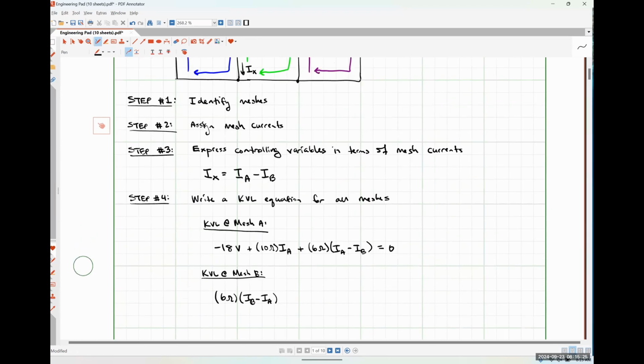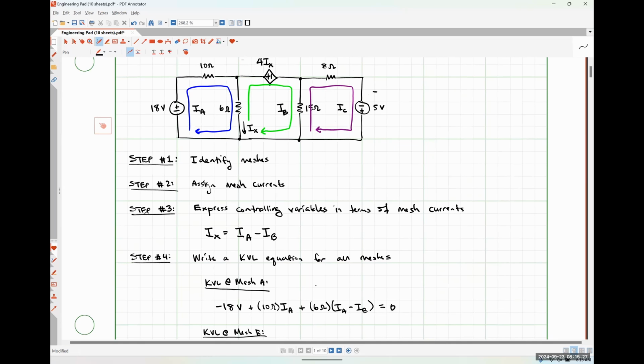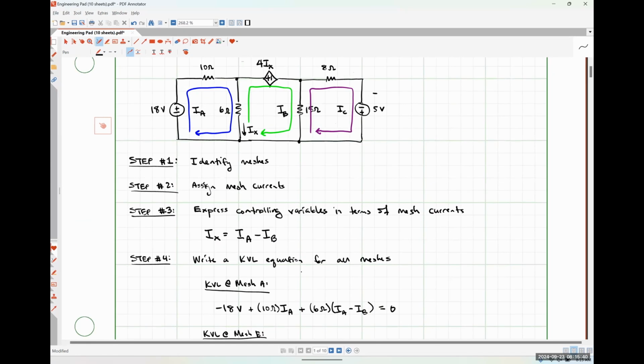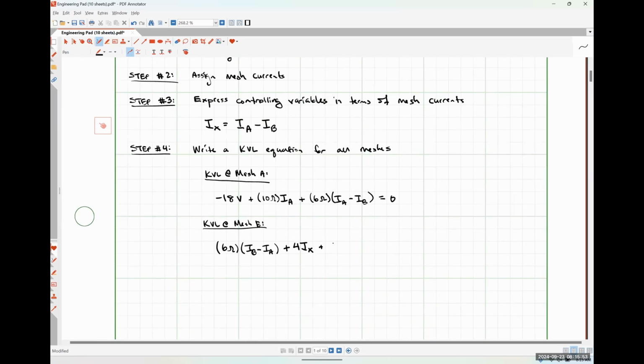Okay. What's the next thing that we see? Positive or negative? Positive 4Ix. What's the next thing that we see? And what's the current? IB minus IC. So 15 ohms, IB minus IC is equal to 0.